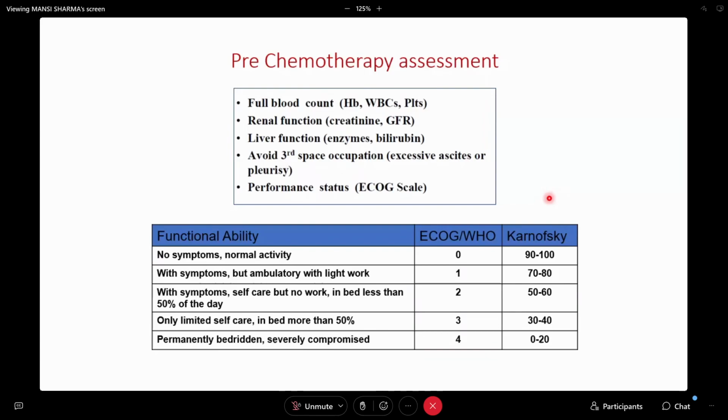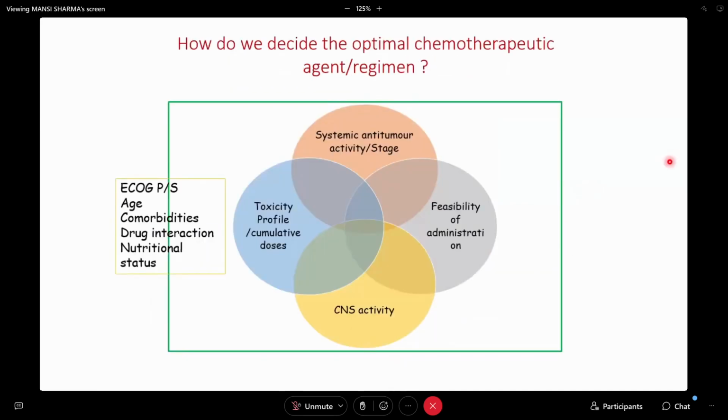Another aspect that I've not touched upon here, which I'll touch upon later or I'll talk about right now, is looking at the comorbidities of the patient. So I'll give you examples. Yeah, this is the slide.